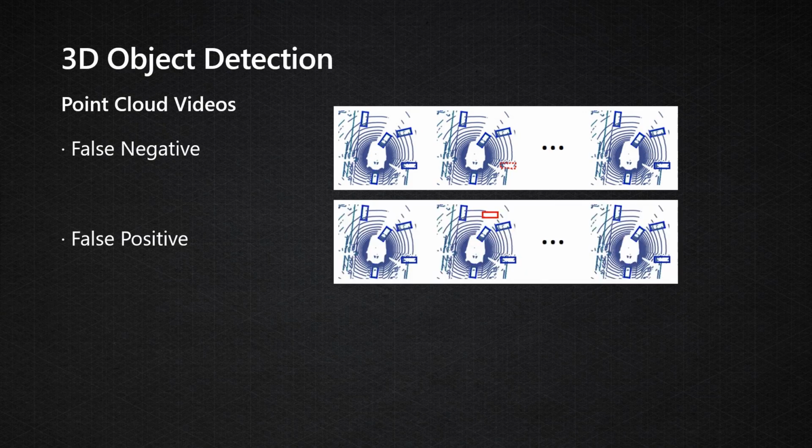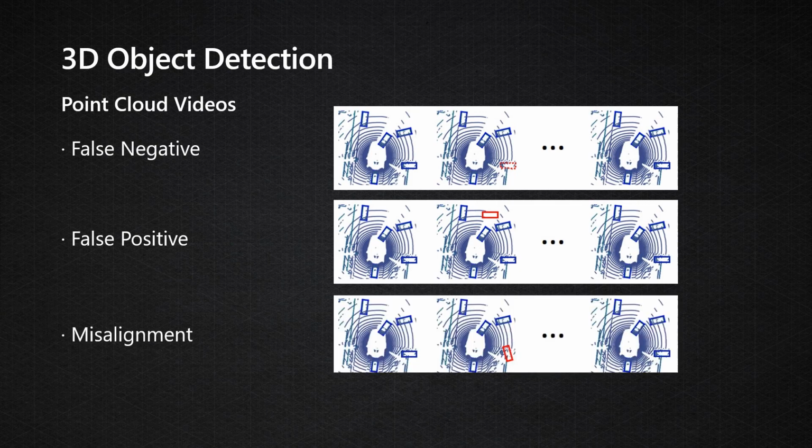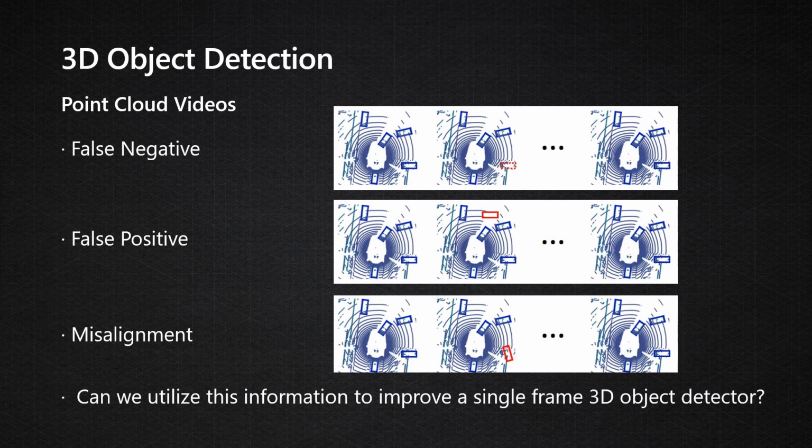A false positive detection can be identified if the detection is isolated, which means a corresponding detection occurs neither in the previous nor the subsequent frame. A misalignment can be identified if the alignment differs significantly between successive video frames. Can we utilize this information to improve a single-frame 3D object detector? Yes, through semi-supervised training.